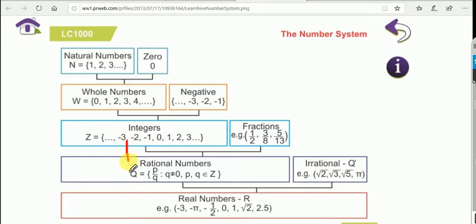Is an integer a rational number? Yes, it is a part of rational numbers because rational numbers include all integers. Are all rational numbers integers? No, they are not. Why? Because fractions are not a part of integers. Same way for real numbers and others. Now we'll move to the next part.